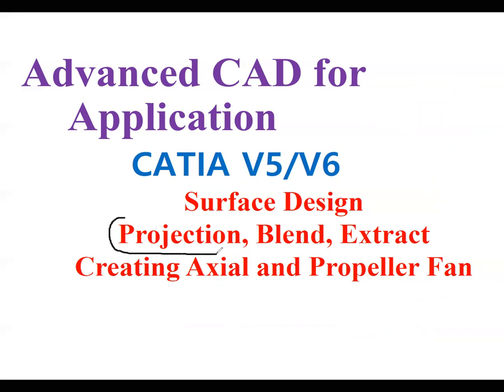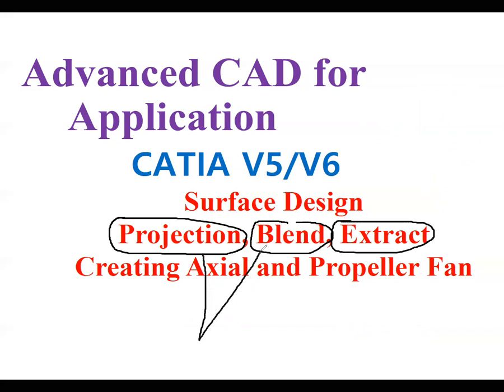One is projection, and blend, and extract. Projection and blend we use for making the line shapes, and for propeller types we just use projection and multi-section surface. If you want to use generative shape design and then go to part design for the remaining work, these two tools are enough. You will see what I mean when we do it.